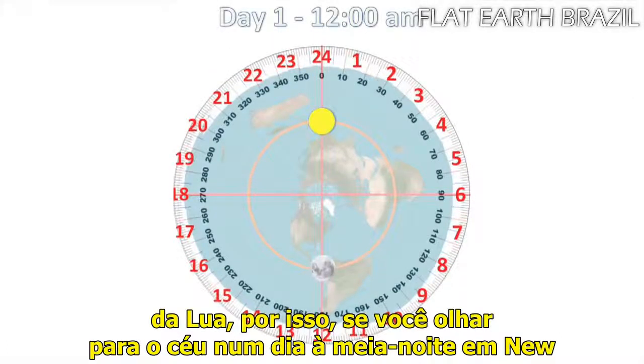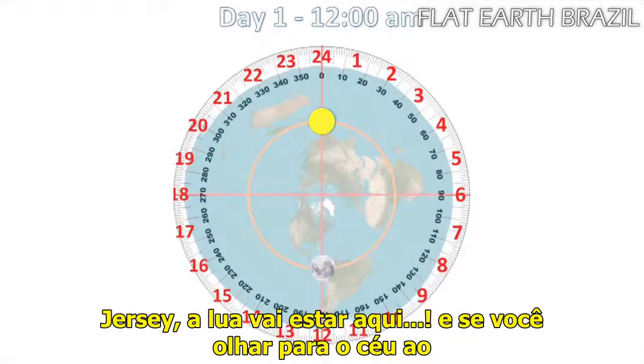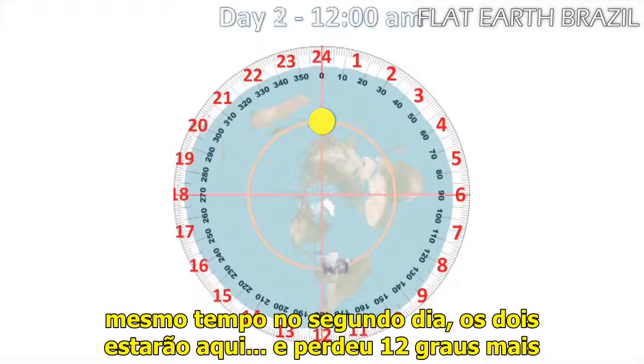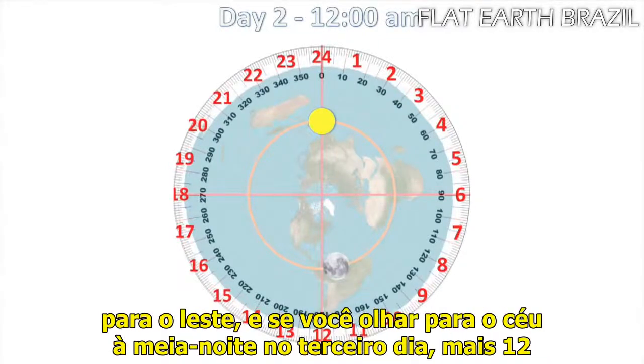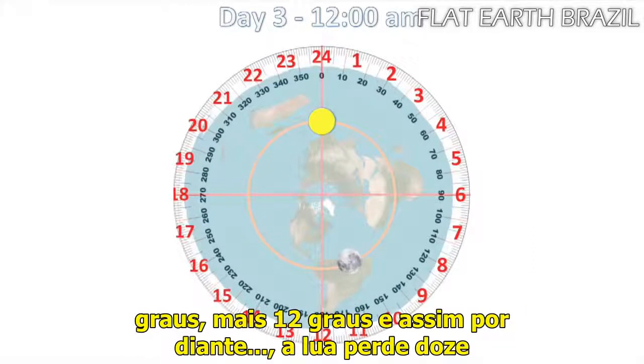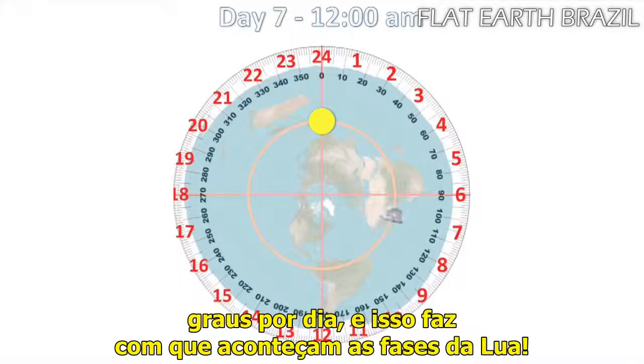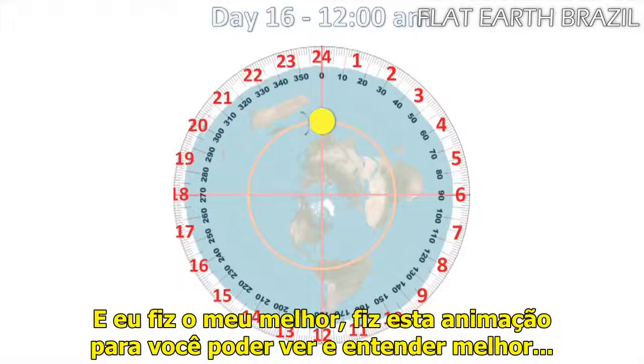So if you were to look up at the sky on day one at midnight in New Jersey, the moon would be here. And if you were to look up at the sky at the exact same time on day two, the moon would be here. It's lost 12 degrees. It's 12 degrees further to the east. And if you were to look up at the sky at midnight on day three, the moon would be 12 degrees further, and 12 degrees further, and so on and so forth. The moon loses 12 degrees per day, and this causes the phases of the moon. And I did my best to try to animate this for you so you could see it and understand it better.